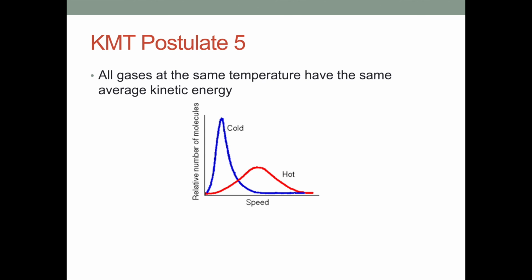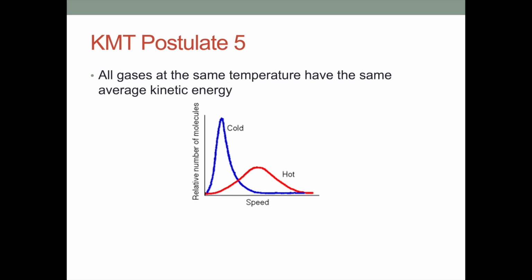Now, if temperature is a measure of kinetic energy, this means that all gases at the same temperature must have the same average kinetic energy. We can graph what the kinetic energy of a sample of a gas looks like at different temperatures in what we call a Maxwell-Boltzmann distribution.